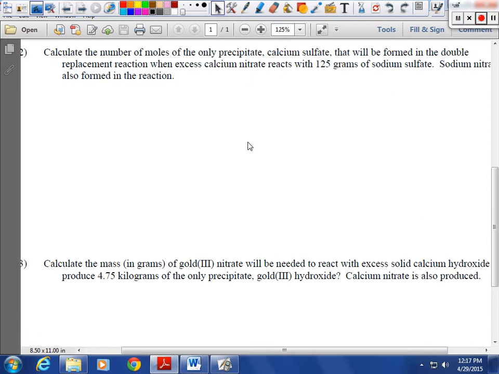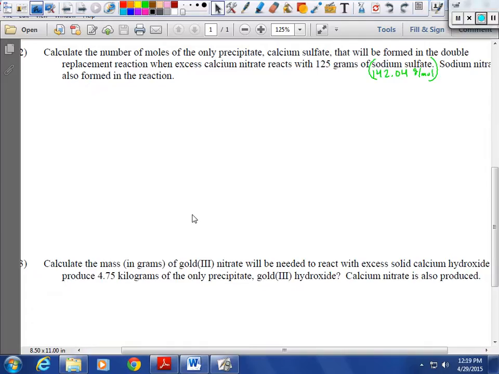Number 2, calculate the number of moles of the only precipitate, calcium sulfate, that will be formed in the double replacement reaction where excess calcium nitrate reacts with 125 grams of sodium sulfate. Sodium nitrate is also formed. See if you can write the balanced chemical reaction for that.